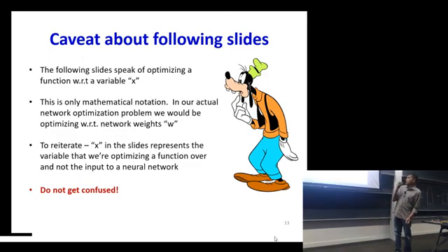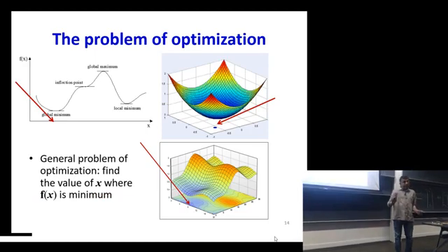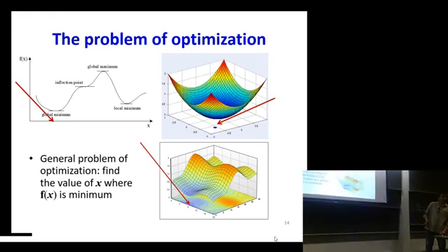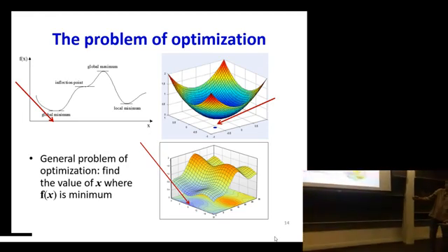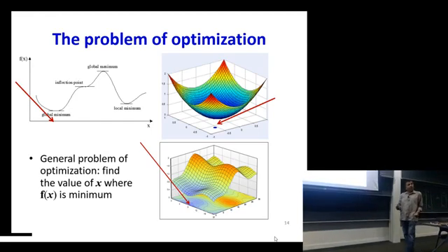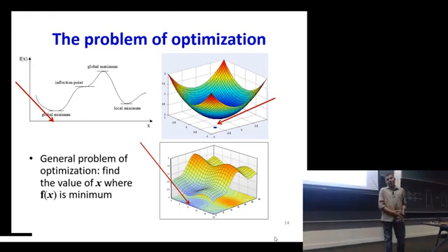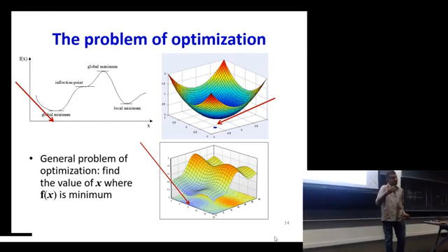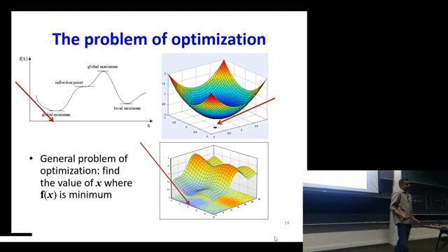So here's the problem of optimization. The general problem of function optimization is that you are given a function of this kind, or this kind, or this kind, and you want to find either the minimum or the maximum value of the function. Specifically, you will want to find the minimum or maximum values, or the arguments at which the function takes its minimum or maximum value.